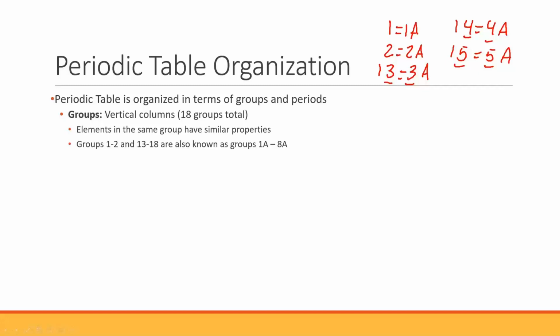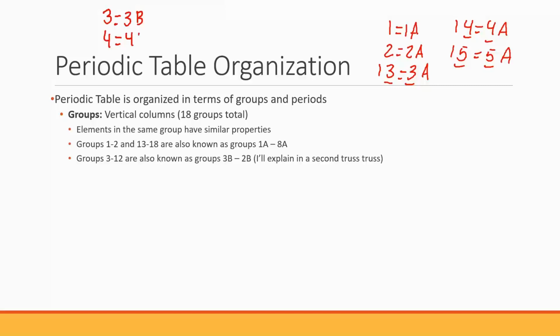Now, the other set of groups are the B groups. So groups 3 through 12 will be known as groups 3B through 2B. The nice thing about these is very similar to the pattern that you notice in the A groups. You'll see the same exact pattern appear in the B groups. So group 3 will be group 3B, group 4 will be group 4B, and I'm just going to go ahead and skip over to 11.